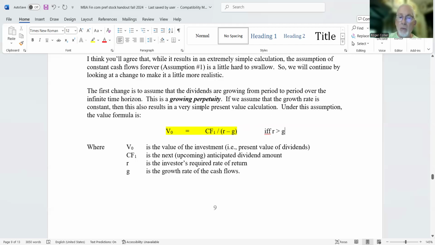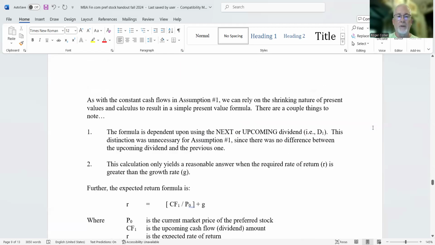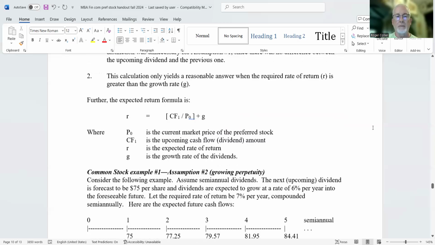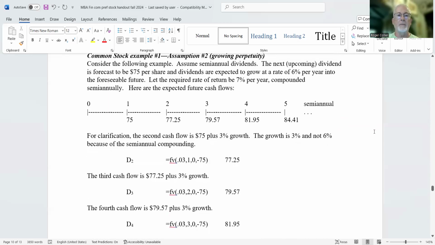All right, so we'll use this simple formula in an example. Now notice in this example, dividends are semi-annual, and the next or the upcoming dividend is forecast to be $75 a share. And in this example, I use D instead of CF, but it's the same idea. So that means D1 is $75.